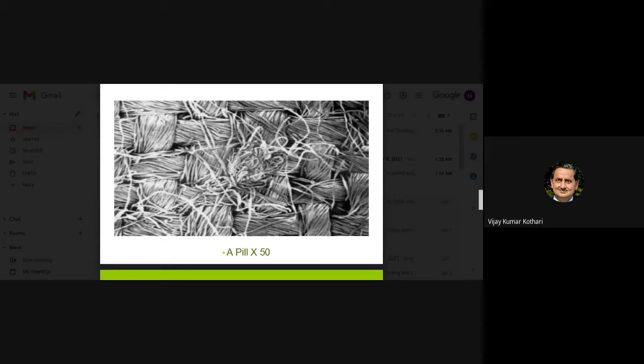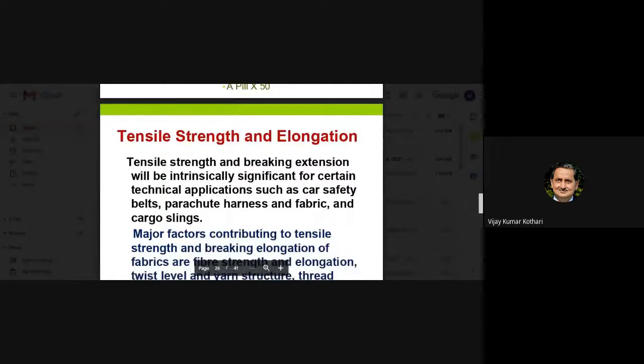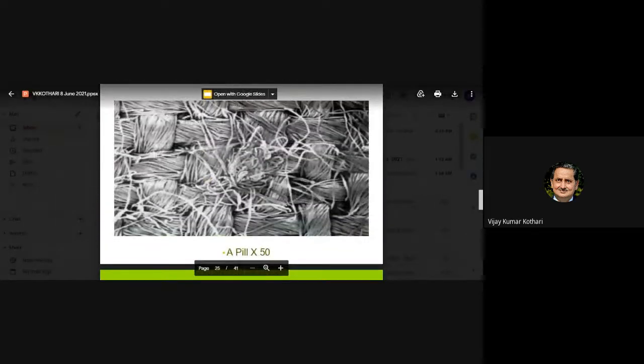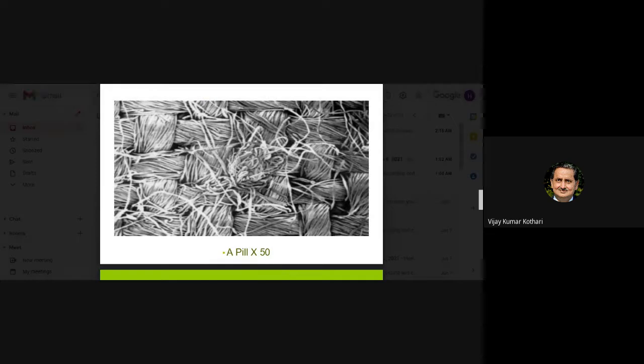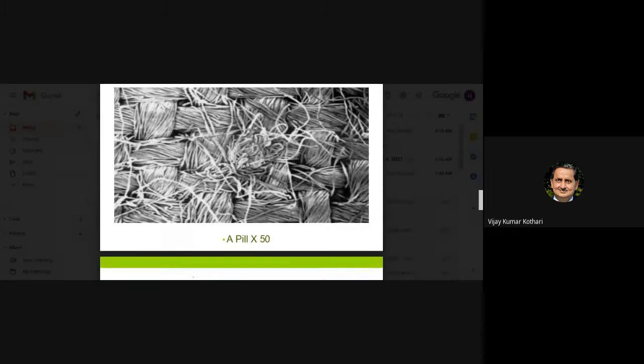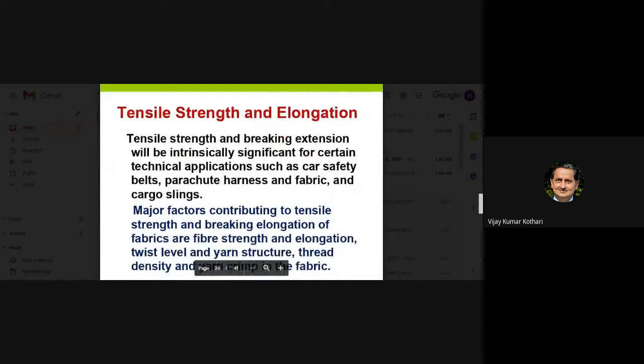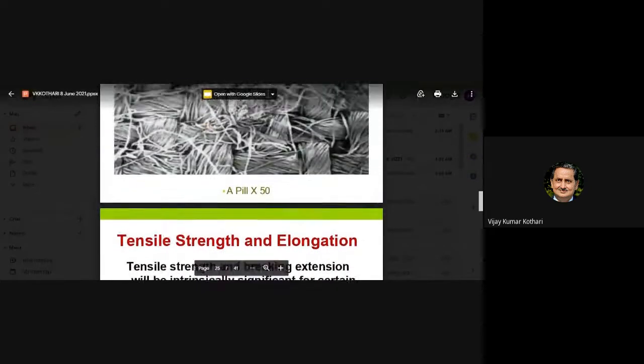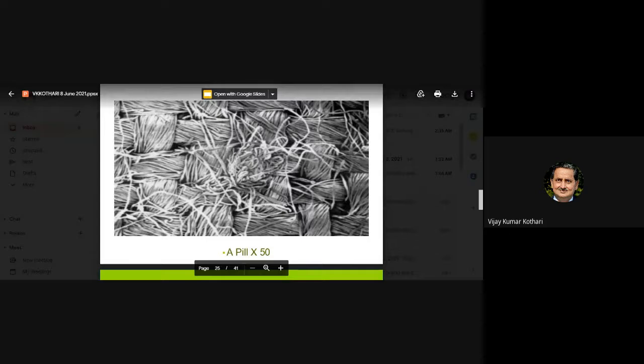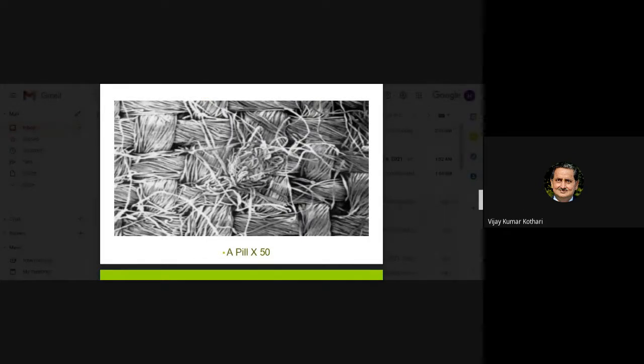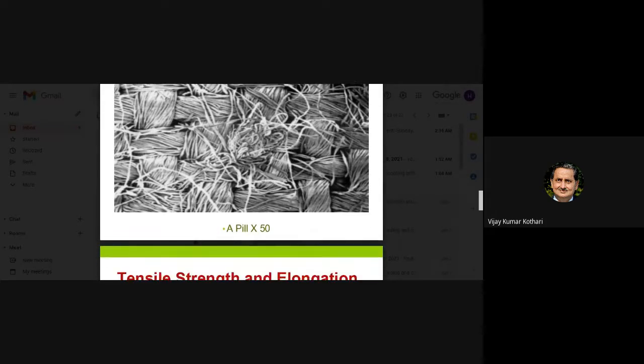In this picture, if you look, we have a small group of fibers which have appeared in one particular location. And this set of fibers, if it clings to the fabric surface, could make the surface ugly. So this particular phenomenon is related to abrasion and is an important aspect in fabrics which are meant for clothing applications.